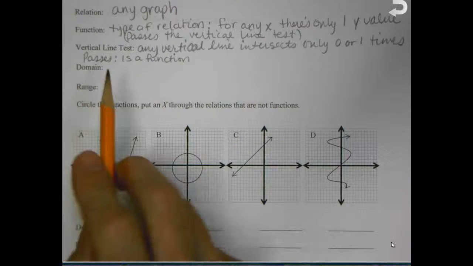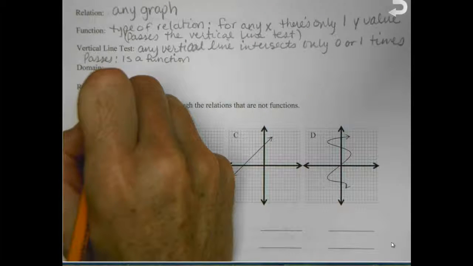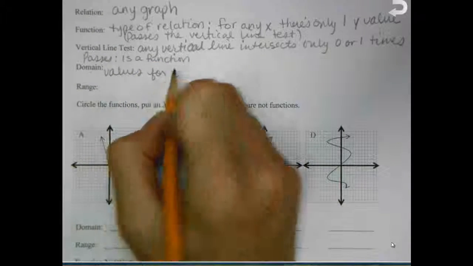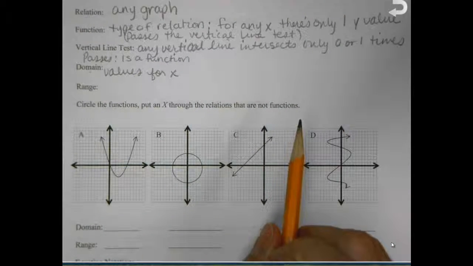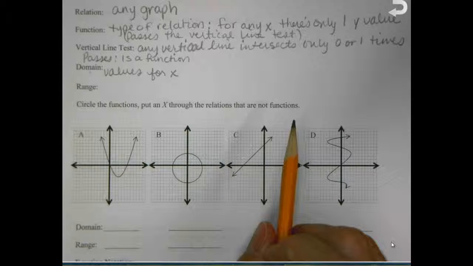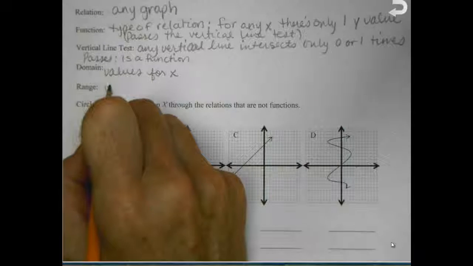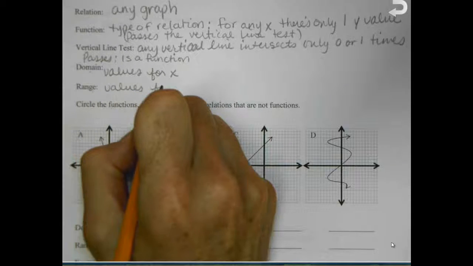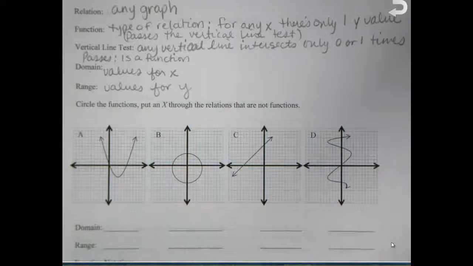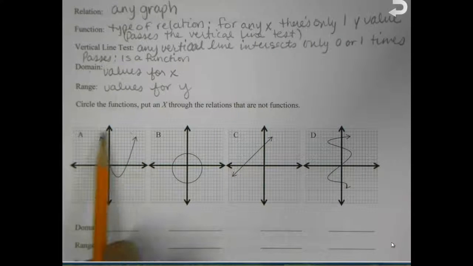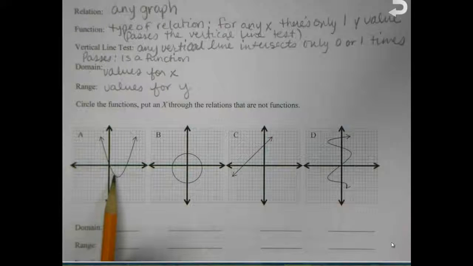Now, the domain is the values for x. So any of the values that you could have for x when you're actually graphing a relation or a function. And the range is the values for y. Okay. So if I look at this relation here, and I know it's a relation because it's graphed, but I want to know if it's a special type of relation, which is the function.